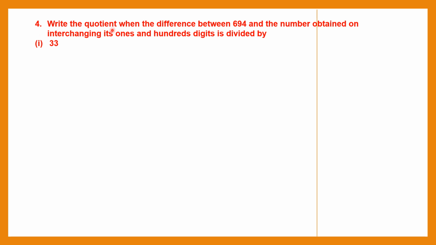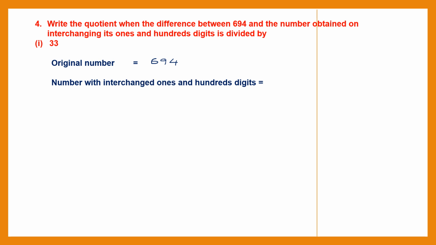Question 4. Write the quotient when the difference between 694 and the number obtained on interchanging its ones and hundreds digits is divided by, first, 33. Okay, so now the original number is 694. So let's write that. Now the number with interchanged ones and hundreds digits. So this is the ones, this is the hundreds. So that should be interchanged. This will remain the same. So that new number is now 496.